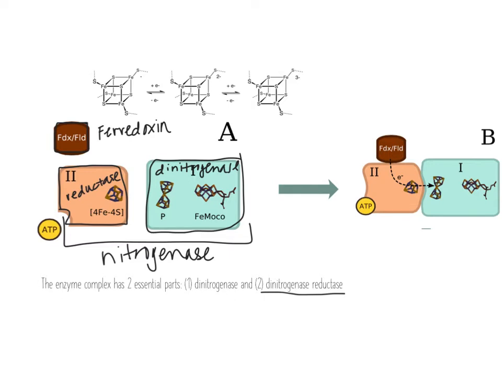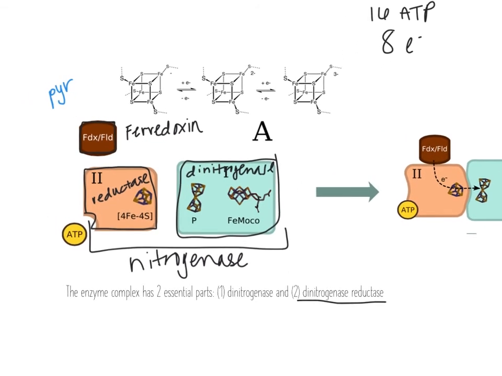All right, so just to remember, we're going to need 16 total ATPs, and we need 8 electrons. The source of electrons is pyruvate. Let's go blue. All right, so pyruvate. I'm going to slide this over just a little bit.